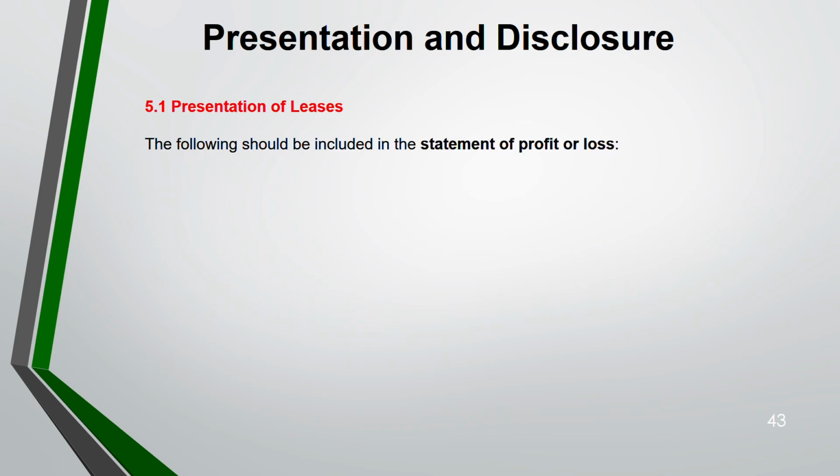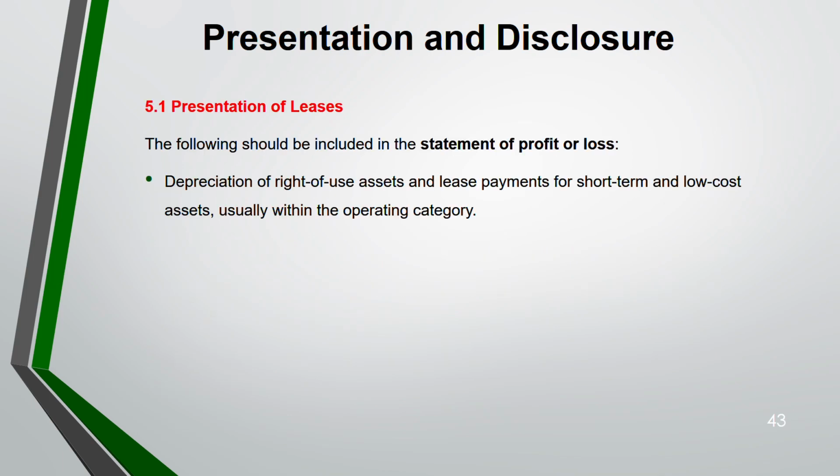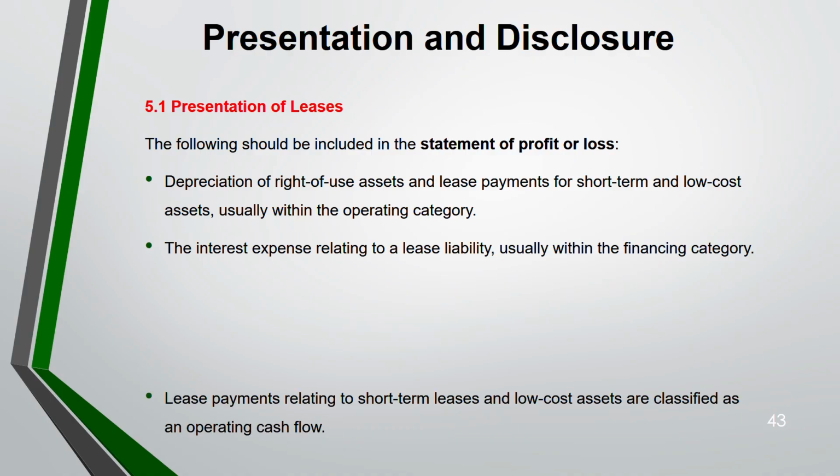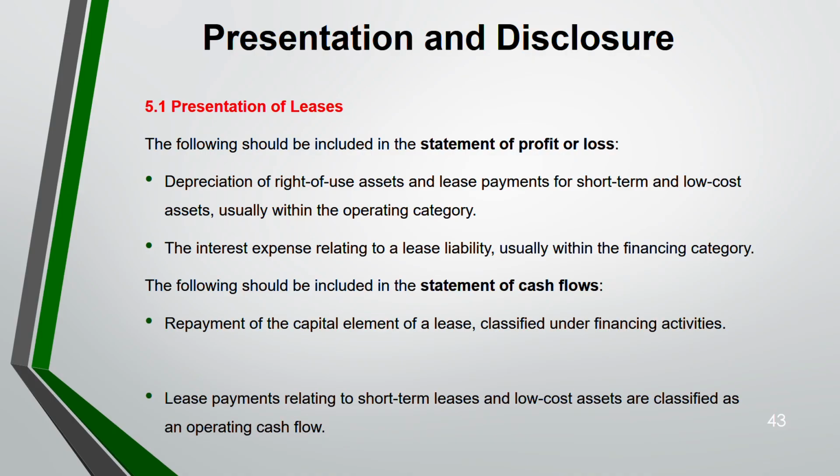Next, the statement of profit and loss. In the statement of profit and loss, you will write the depreciation for the right of use assets and the lease payment for your short-term and low-value assets within your operating category. Your interest expense relating to lease liability you will write in the financing category. So these are the two items. Next, in your statement of cash flows, the repayment of the capital element of a lease, the capital amount that you are paying, will come under financing activity.